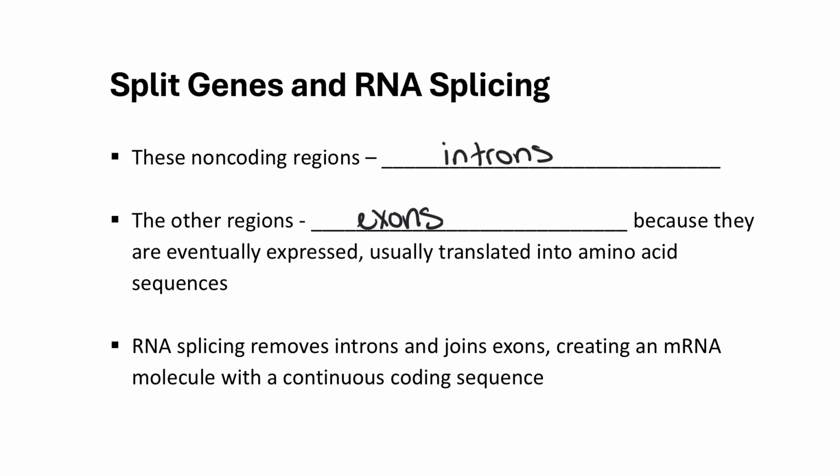So after the different ends have been altered, there's going to be RNA splicing, which is going to remove introns and join the exons. Now this creates an mRNA molecule that is ready to go to the ribosome because it is going to have a continuous coding sequence. So in a eukaryotic cell, all these extra steps are needed before the mRNA can be translated into protein. Again, we do not see this happening in bacteria.